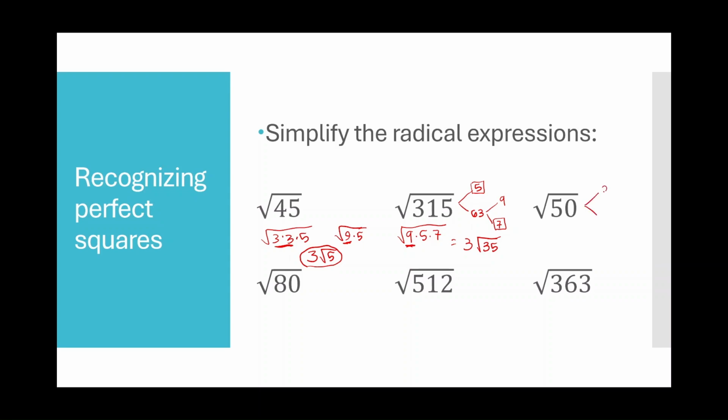50 is 2 times 25, and I could break up 25, but why? It's a perfect square. Let's leave it. So that's the same as 25 times 2. Square root of 25 is just 5. This guy's 5 root 2.